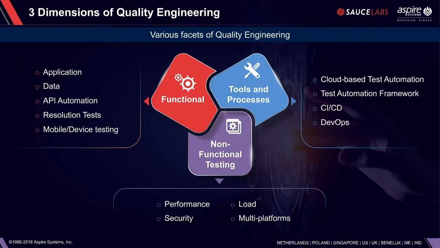Some of the non-functional testing areas that many organizations really struggle with in terms of how they can add this to their overall QE processes is not only performance, but back-end performance, but also front-end performance testing, as well as security, and the ability to do all of these different types of testing on these multiple platforms.